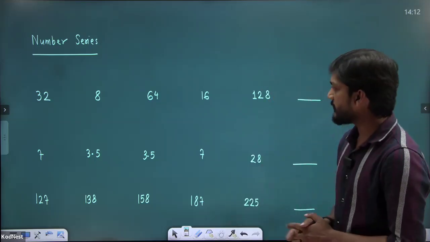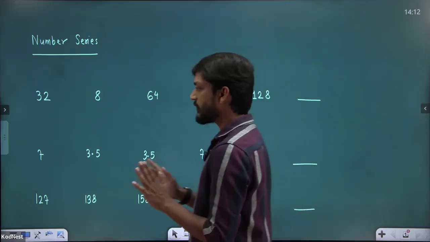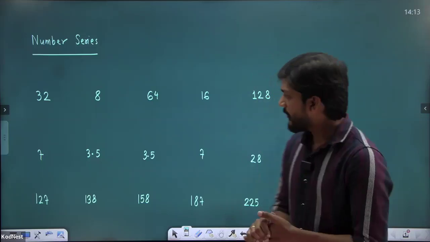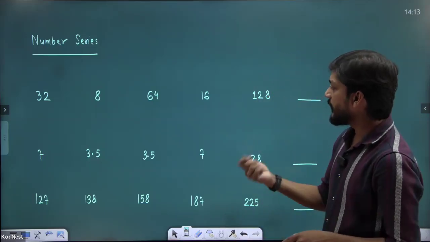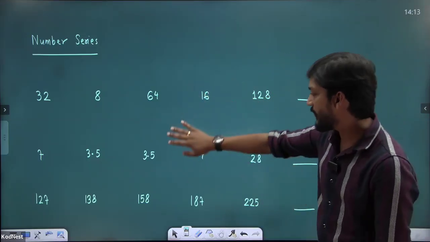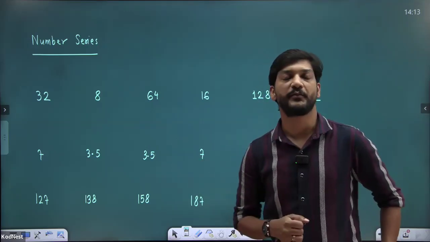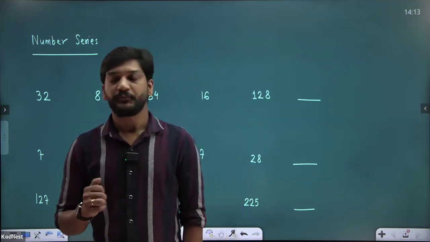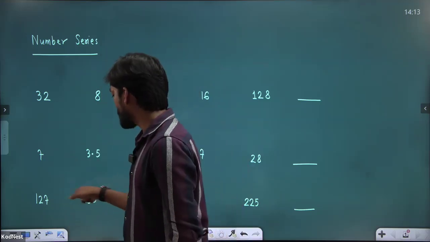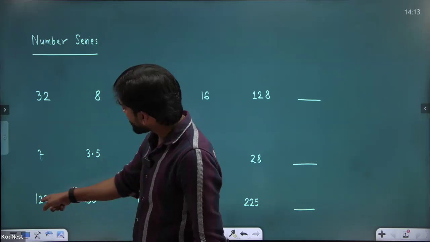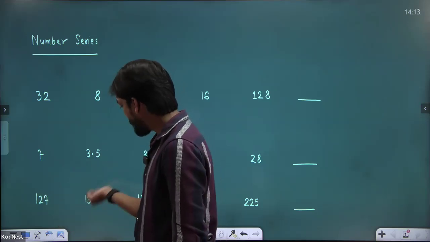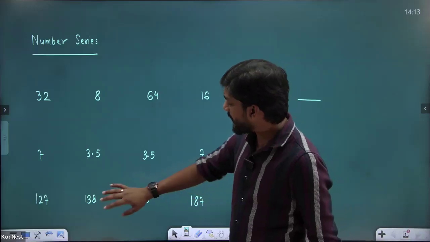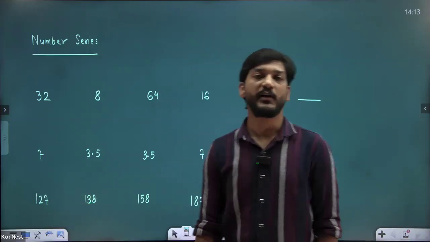So try to solve these three series. In all the series, maybe the pattern will be different, maybe it will be the same. But something you will observe different here, something different here. Try to observe in such a way that, for example, if I see these two values, I will not think 127 multiplied with what will give you 138, because just by looking at the numbers, I can see they cannot be related by multiplication.